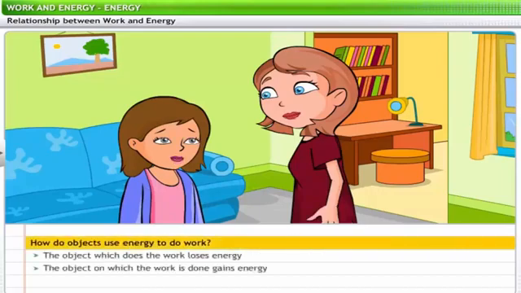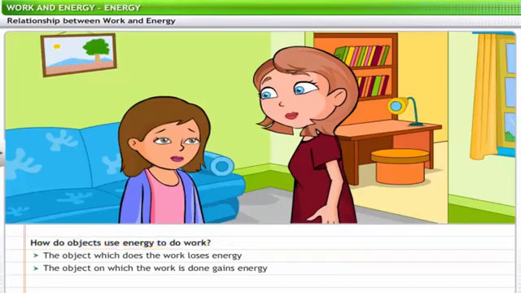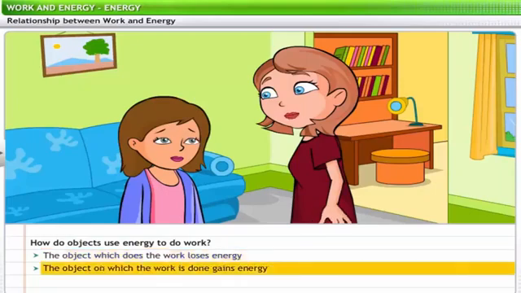But how exactly do objects use energy to do work? Well, it's like this. The object which does the work loses energy, and the object on which the work is done gains energy.